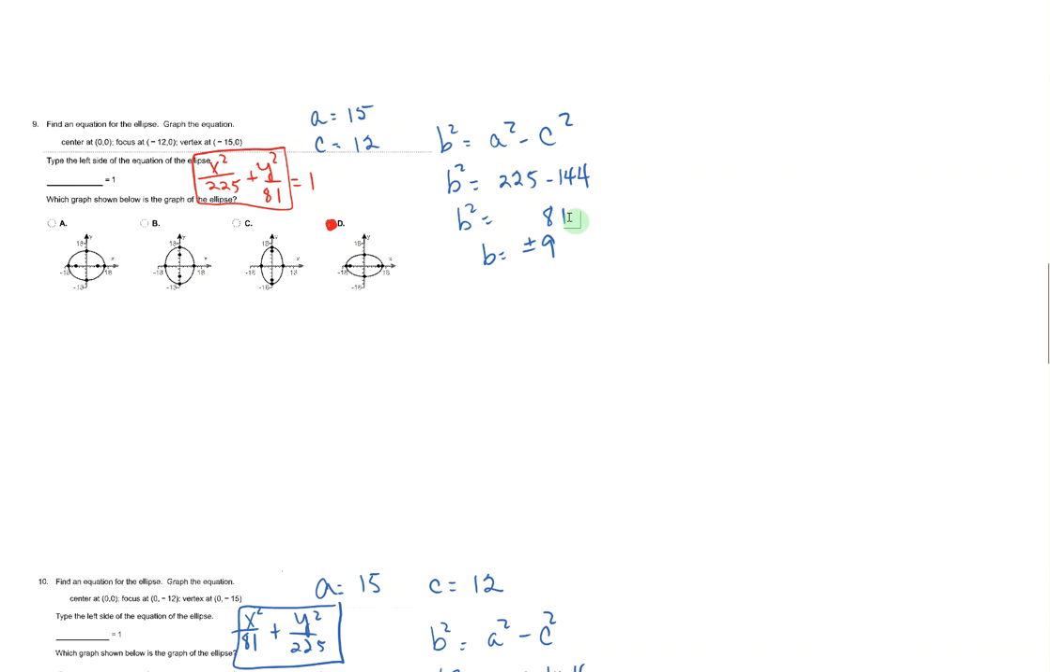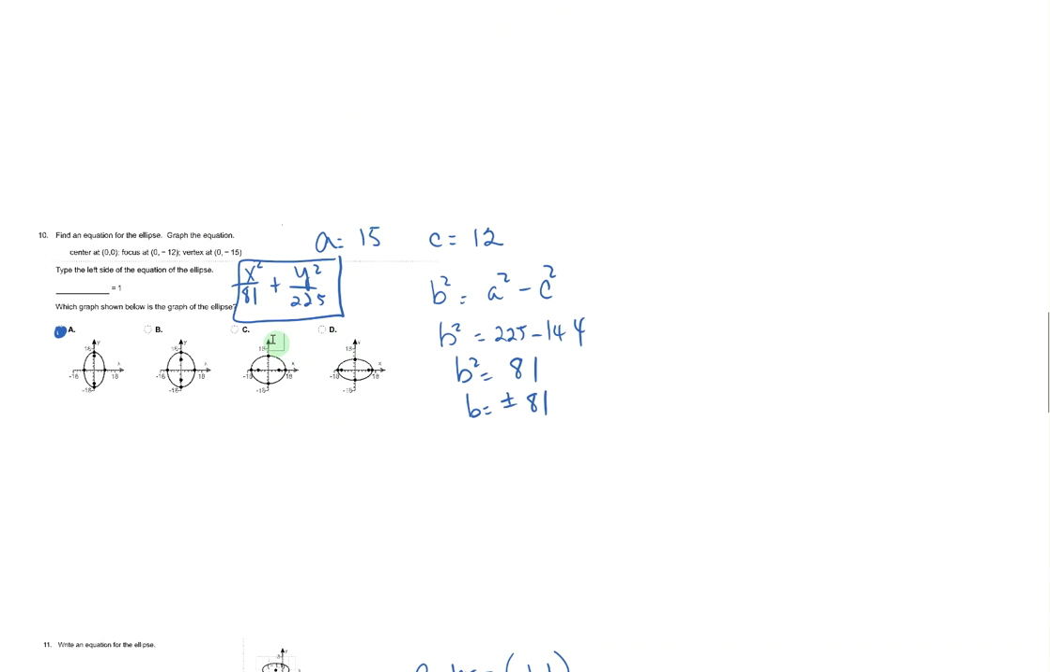That's really all we needed, because we need this part of the equation. They've put the equals 1 over here, so you just have to put x squared over 225, you're squaring 15, plus y squared over 81, square the 9, and that would be that. And we know that the bigger number is under the x, so it's going to be going this way, so the x-axis is your major axis.